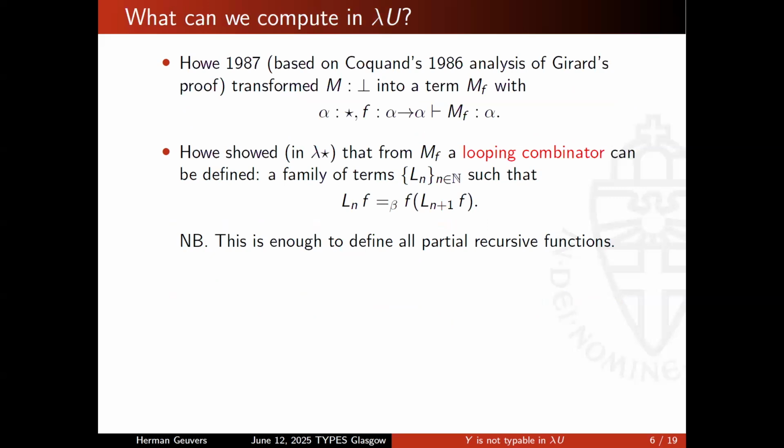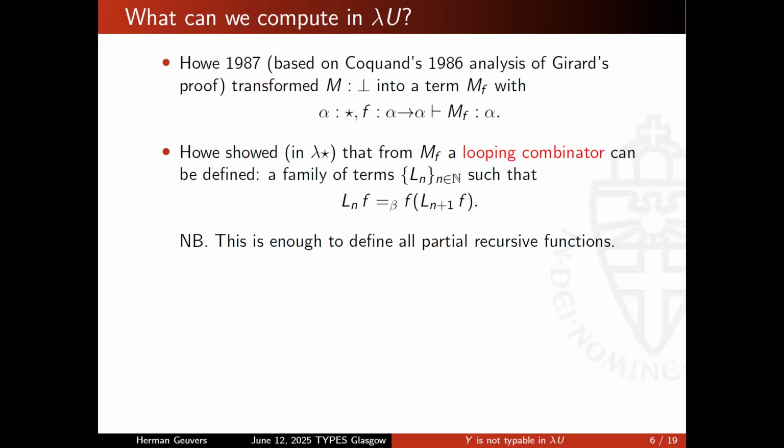Now, what is computationally going on with lambda U? Well, when we go back to Howe in 1987, he had studied Coquand's version, because the proof by Girard is pretty hard to digest. So Coquand gave an explanation of that in 1986 at LIX. And Howe took that and transformed the term bottom into a term of type alpha with an f of type alpha, and showed that this gives rise to a looping combinator. So what's a looping combinator? That's actually a family of things such that L_n f is not exactly f of L_n f, but L_{n+1} f. So you can keep on going there.